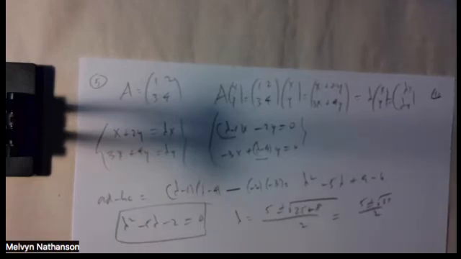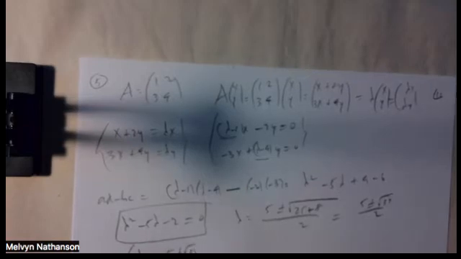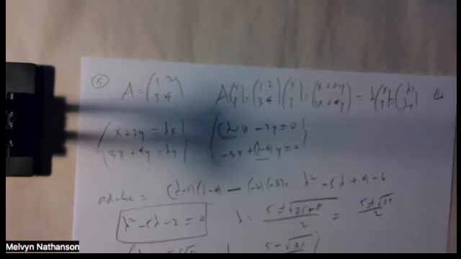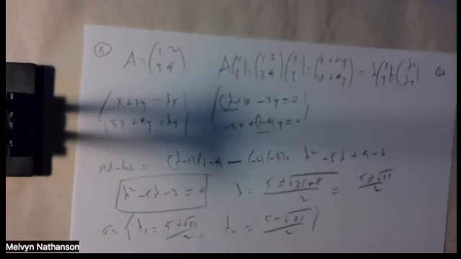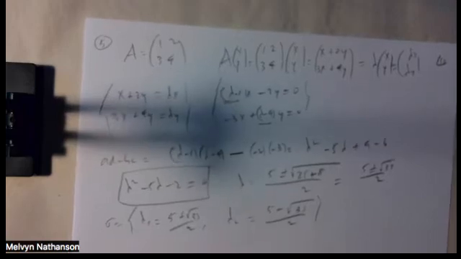So my spectrum consists of two eigenvalues. Lambda 1 is 5 plus root 33 over 2. And lambda 2 is 5 minus root 33 over 2. So these are the eigenvalues. And for each eigenvalue, there has to be an eigenvector.